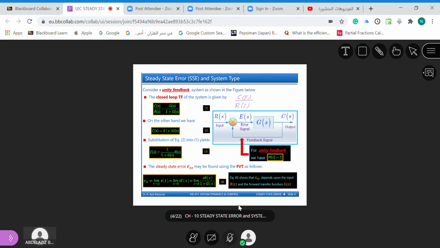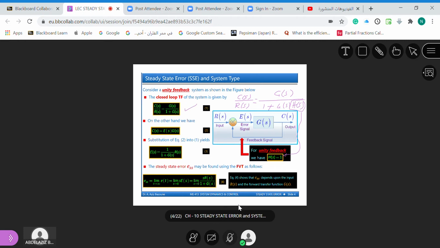So it should be simply G of S over 1 plus, because you know we have minus, so it will be plus G of S times H of S. This H of S is equal to 1. So we end up by having this equation number 1.